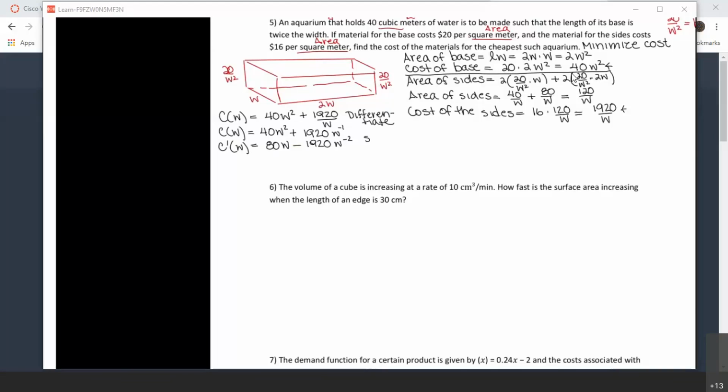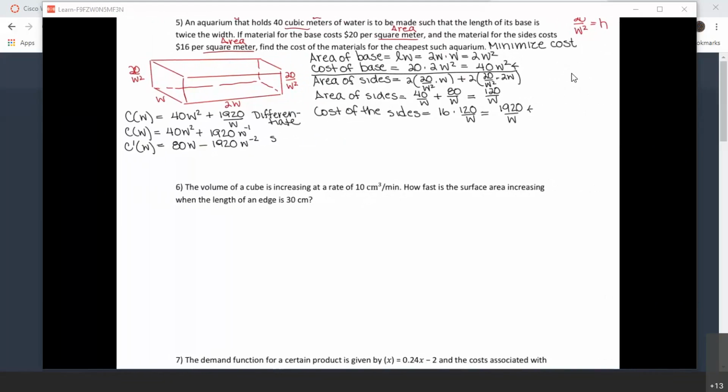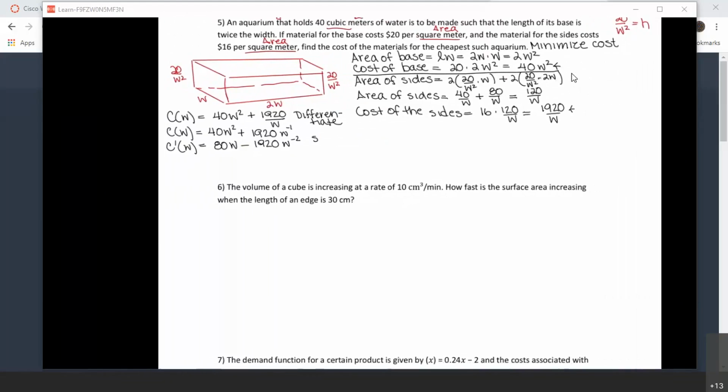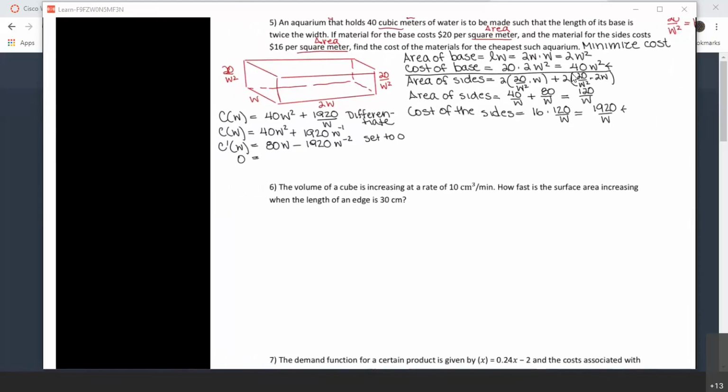Again, the only thing I have to be careful is my cost function is undefined when W is 0, but that's good because W has to be bigger than 0 or I have no box. Okay, so I don't have to worry about undefined derivatives. I'm not going to take the solution W is 0. Okay, so let's set to 0. 80W, I'm going to rewrite this as 1920 over W squared. Okay, I'm going to add the 1920 over W squared to both sides.